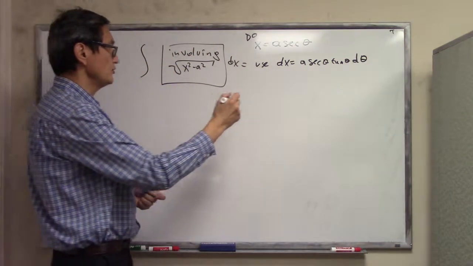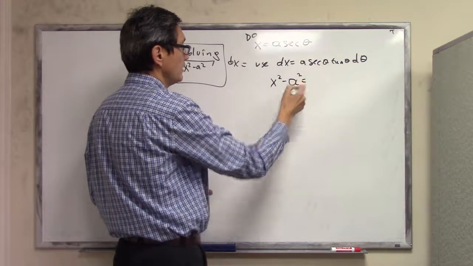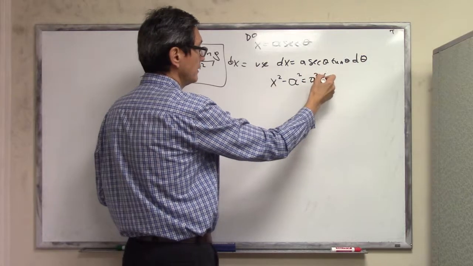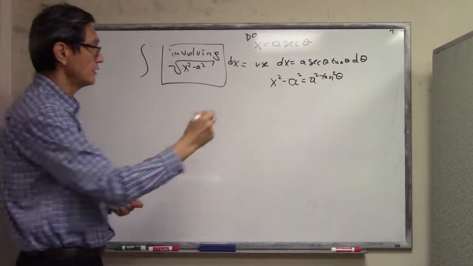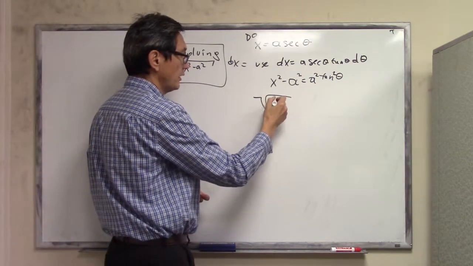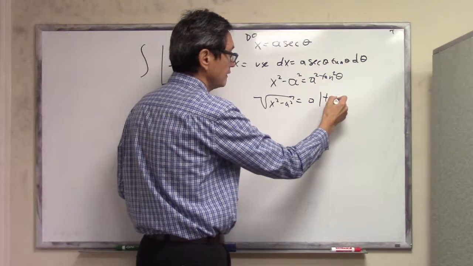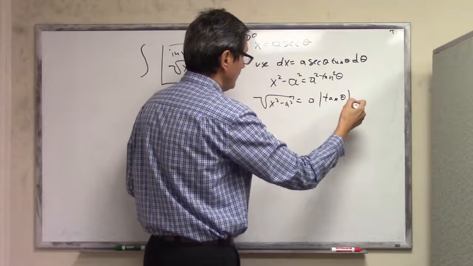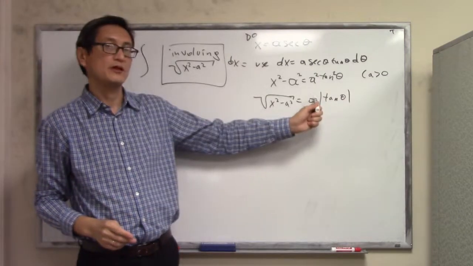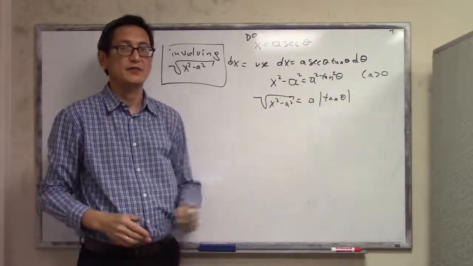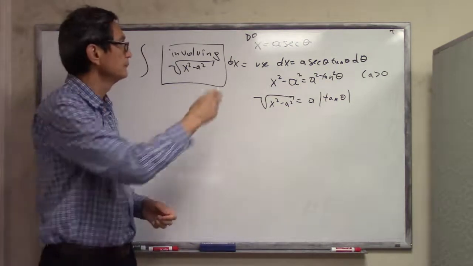And we're also going to use that x squared minus a squared is going to give us a squared tangent squared theta. So from here, the square root of x squared minus a squared is going to give us a times the absolute value of tangent theta. Here we are assuming that a is positive, and that will be plus or minus tangent theta. You always want to pick tangent theta to be positive, but essentially that's the substitution which you're going to do.